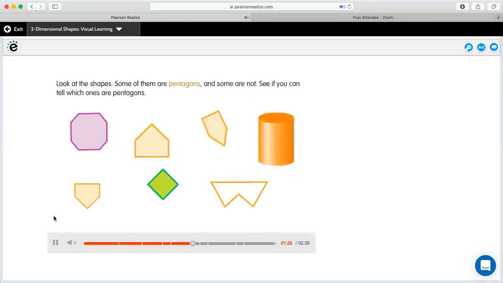Look at the shapes. Some of them are pentagons, and some are not. See if you can tell which ones are pentagons. Penta means 5. Tri means 3. Quad means 4. Penta means 5. See if you can pick out the shapes with 5 sides, 5 angles, and 5 vertices.